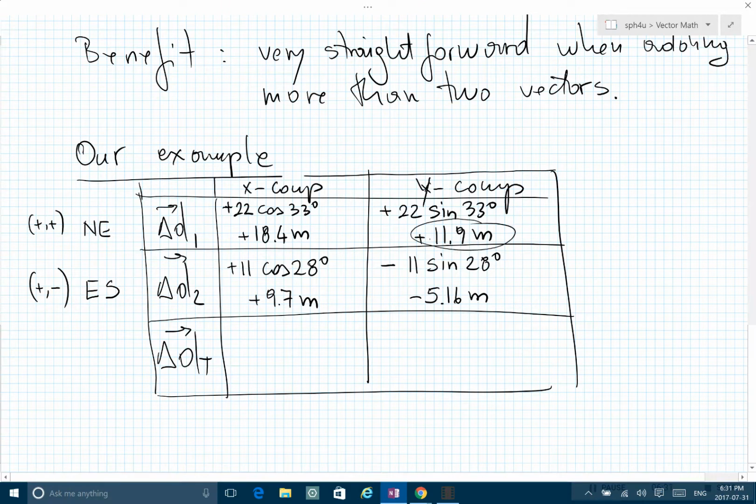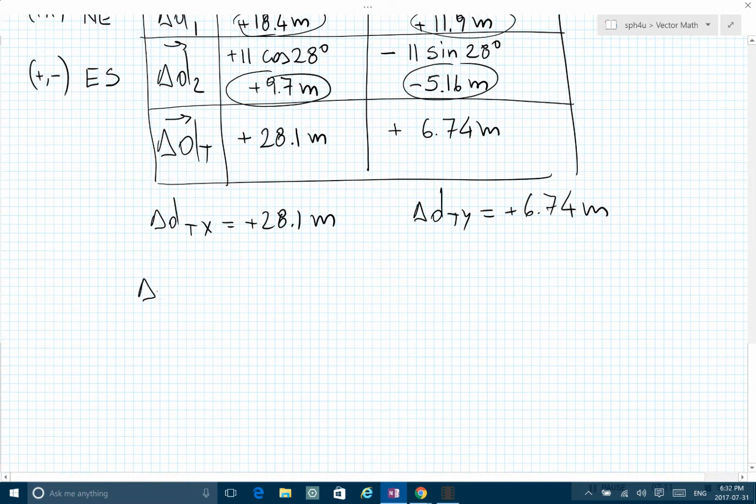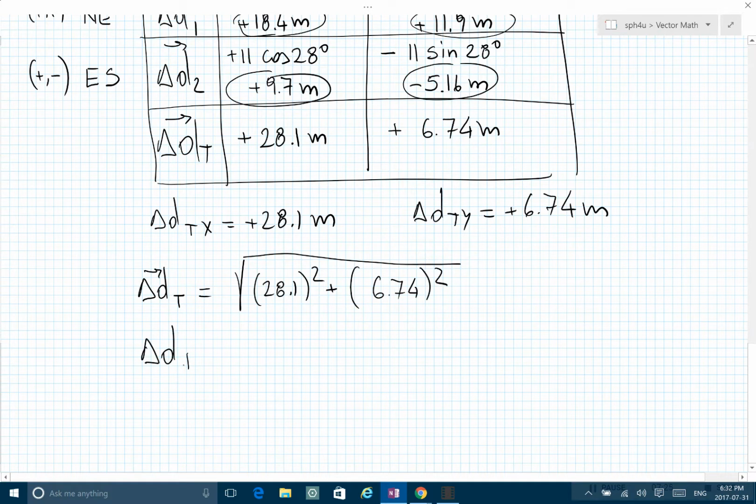Then all we do is we just add these two up and these two. So we get delta dtx to be positive 28.1 meters and delta dty to be positive 6.74 meters. So now we have delta dtx plus 28.1 meters and delta dty plus 6.74 meters. All we have to do now is find the magnitude of delta dt, which is the square root of 28.1 squared plus 6.74 squared. So we find delta dt to be roughly 28.9 meters, which is the same as the other method.